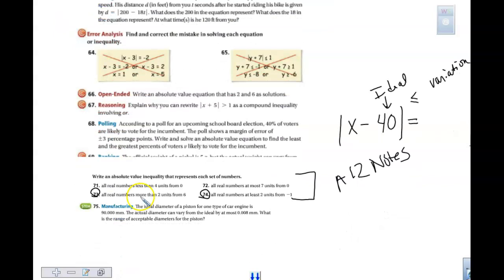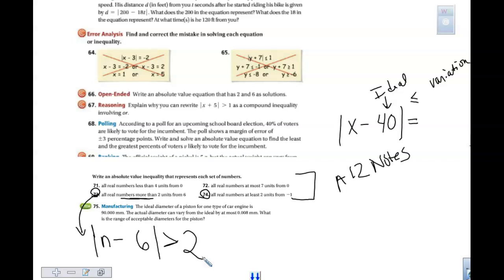72 and 73. All real numbers more than 2 units from 6. Oh, 2 units from 6, that's going to be the absolute value of n. Do I want to go minus 6 or minus 2? I want to go minus 6. More than, this is my greater than because it says more than 2. So when you write that, look back at that page of the notes as you started A12. And if you haven't done A12 notes, were you supposed to? That's coming up tonight, tomorrow. Just at tomorrow in class, I'm not here to explain that to you.